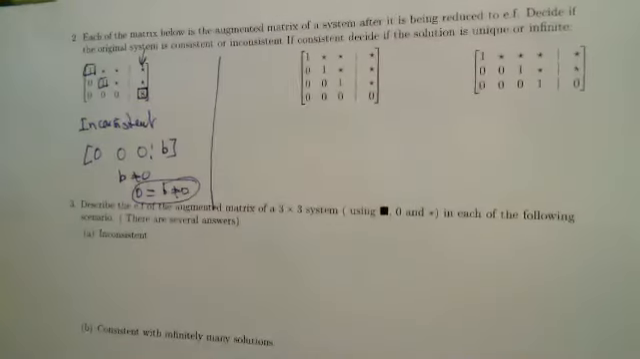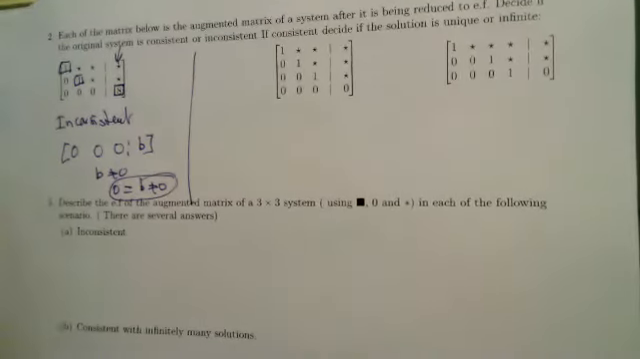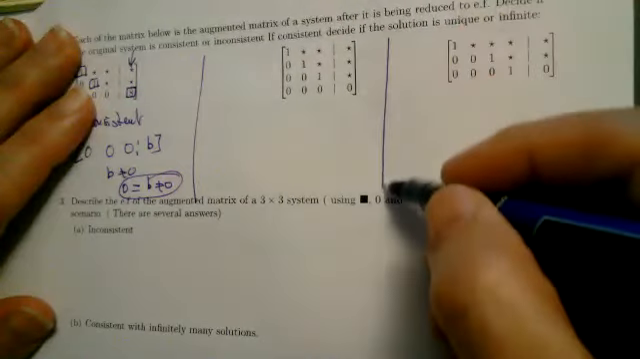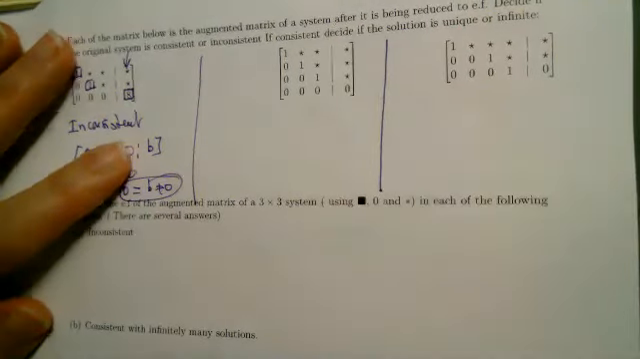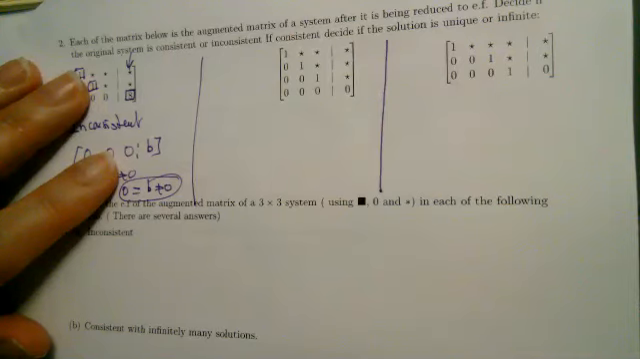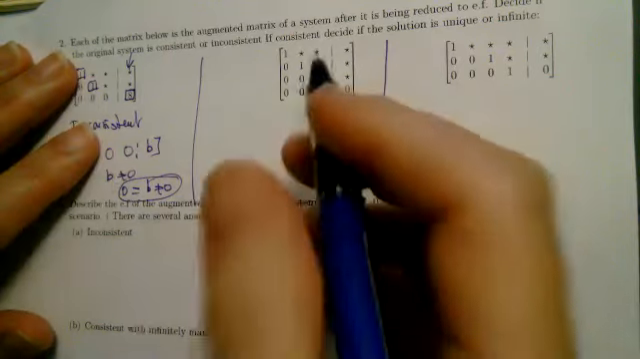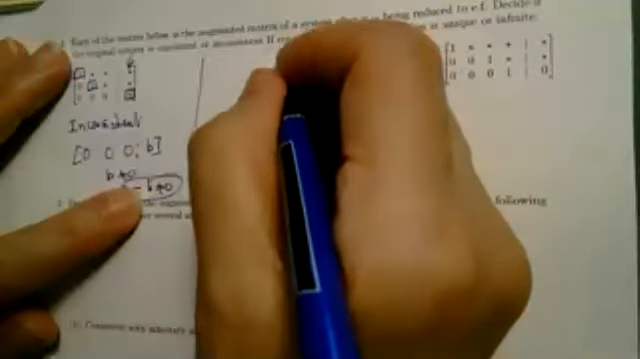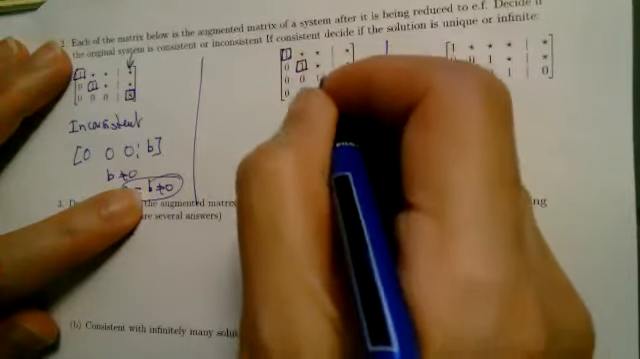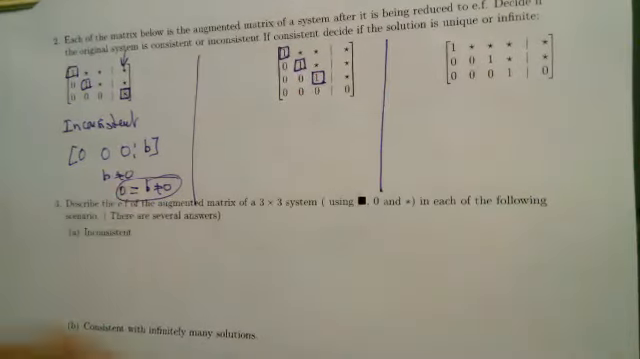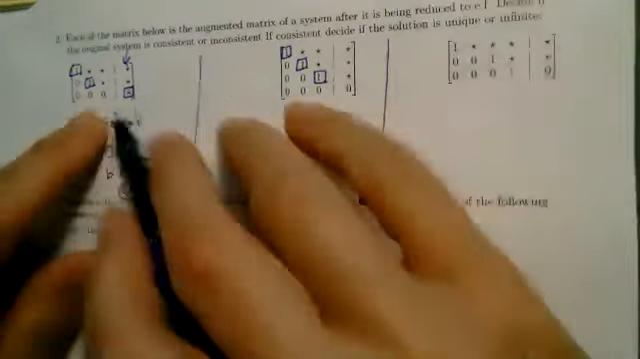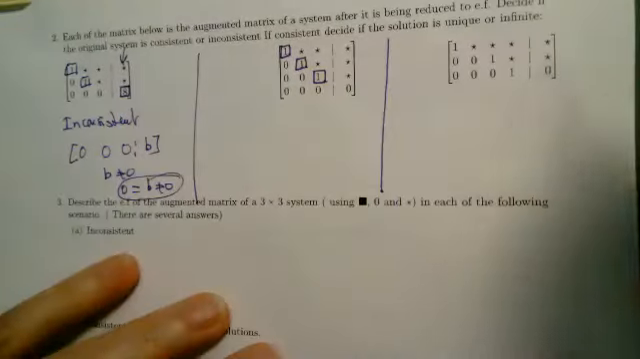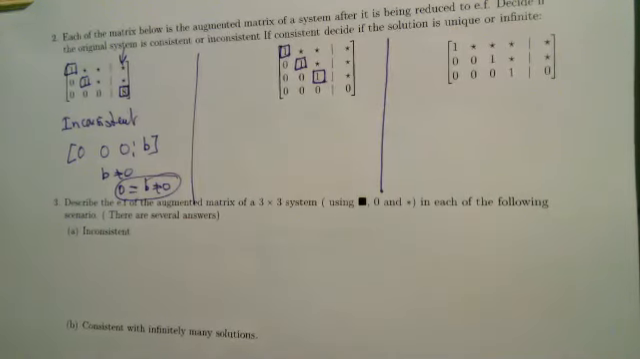Okay, problem number 2. The question again: consistent, inconsistent, unique, or infinite? Consistent. Consistent, yes, because let me go after the leading entries. These are the leading entries. There is none in the last column, in the rightmost column. There is none in the augmented column. So there is no issue like this. All right, is it unique or infinite?